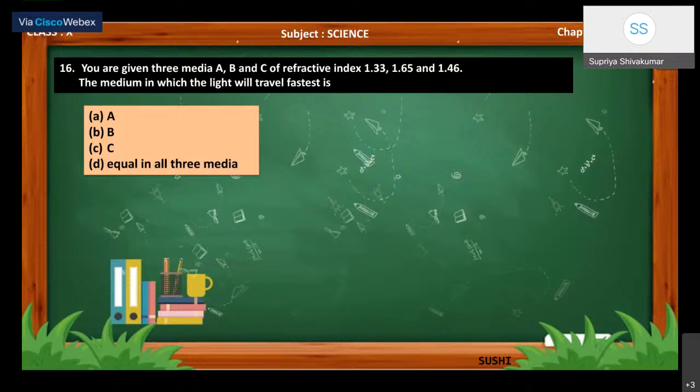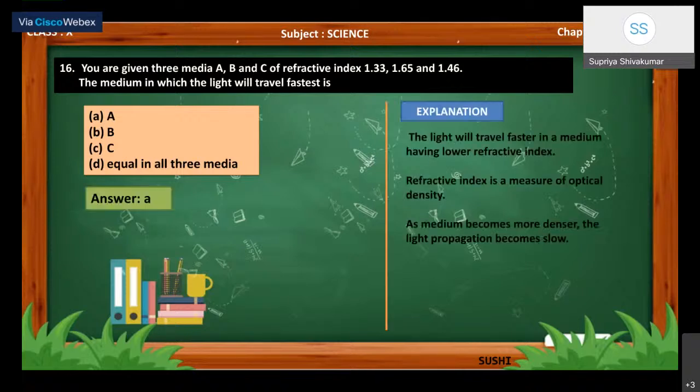So the options A, B, C: equal in all three media. So what is the answer? Option A. The explanation is here: the light will travel faster in a medium having lower refractive index. Refractive index is a measure of optical density. As a medium becomes denser, the light propagation becomes slow. So you must understand this much of the concept.